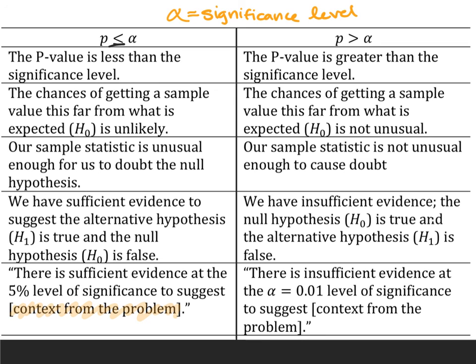There is insufficient evidence at the, now I changed it up here. The reason I changed this was simply so you could see a couple of different possibilities. So we could use the 5% level of significance, or we could say alpha equal 0.01 level of significance. Those are just different ways of saying the same thing. So there is insufficient evidence at the alpha equal 0.01 level of significance to suggest, and then fill in the blank, whatever the context from the problem is.